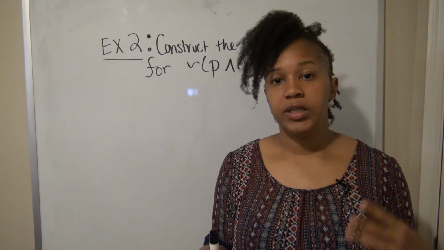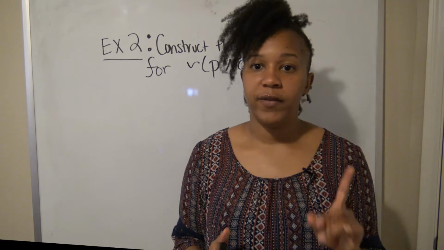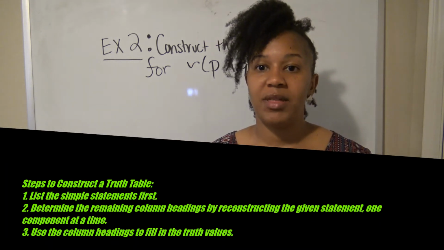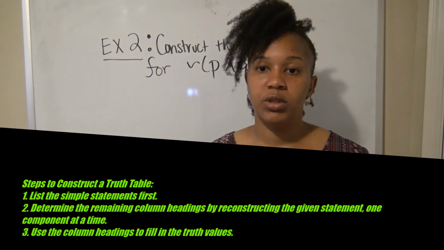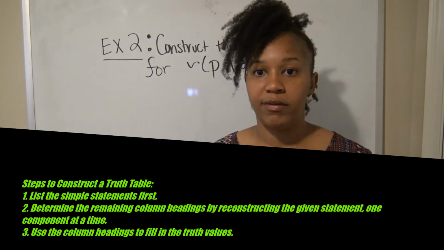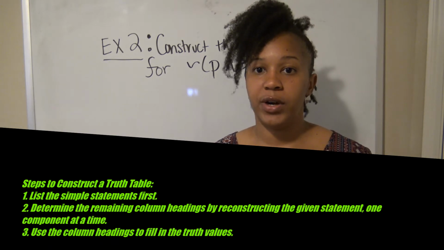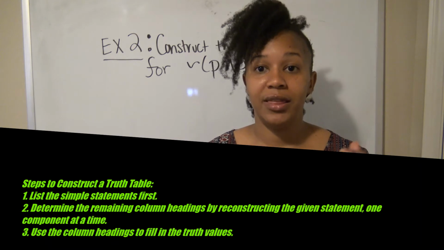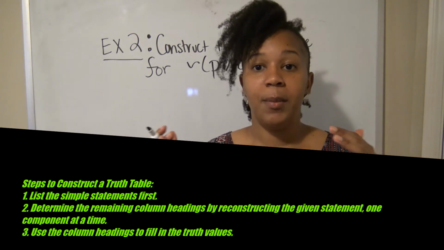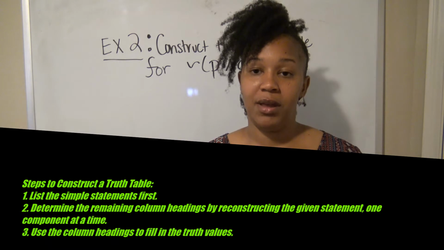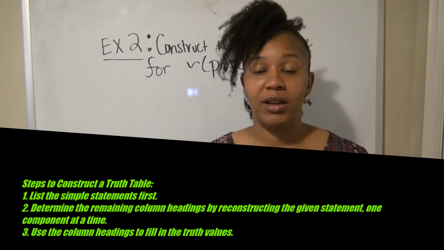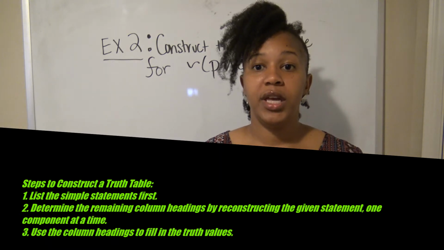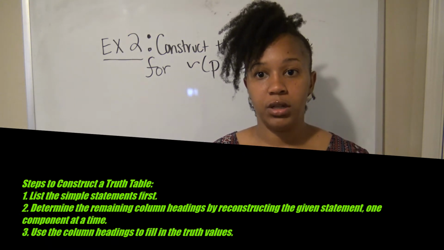Okay, so there are 3 steps to constructing the truth table. And the first step is you want to list all of the simple statements first. So look at the statement that they give you to construct the truth table for and see which simple statements are involved in it. You want to list those simple statements first. Then you want to determine the remaining column headings by taking the compound statement that they give you and breaking it down statement by statement. And then the last column should be the final statement that you are trying to achieve. And then step 3 is you want to fill in the truth values under the column headings.